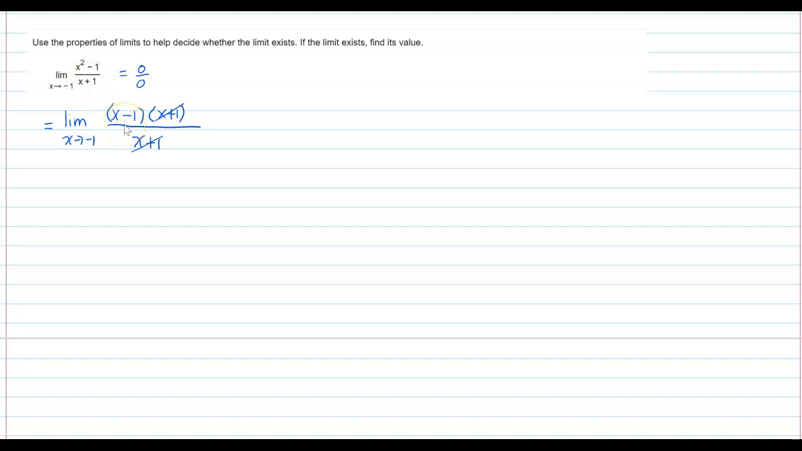Then now we can evaluate the limit. So when you evaluate the limit, you just have to plug in, replace x by -1. So you have -1 minus 1. The answer is -2. So the limit here exists and it's equal to -2.